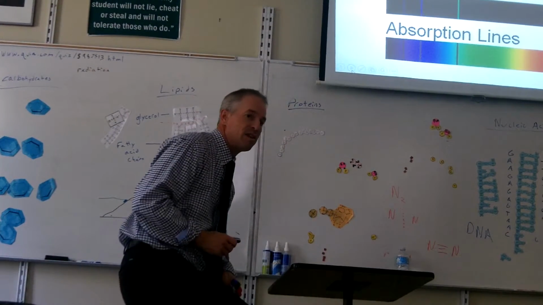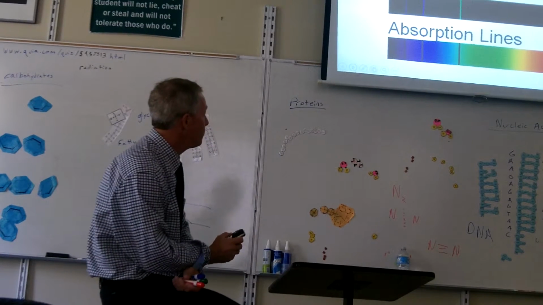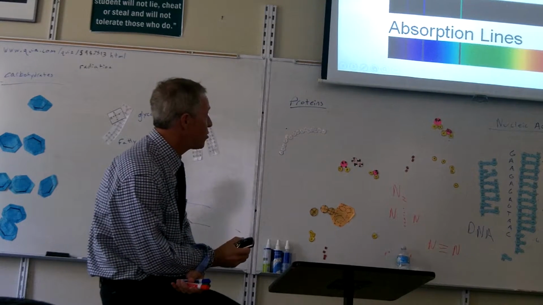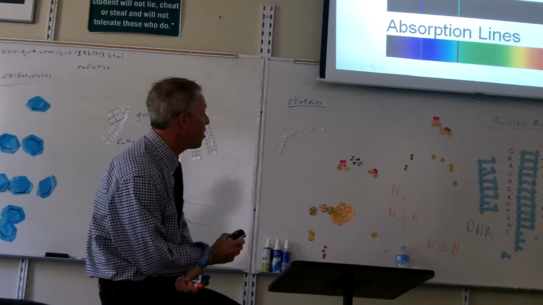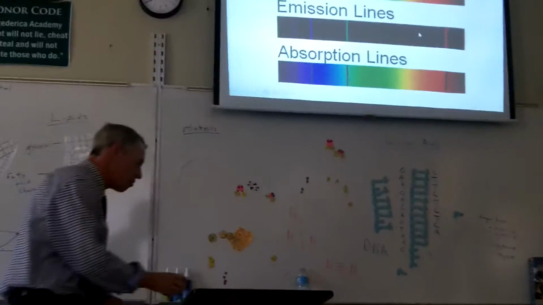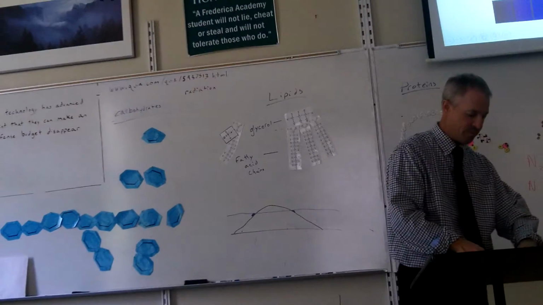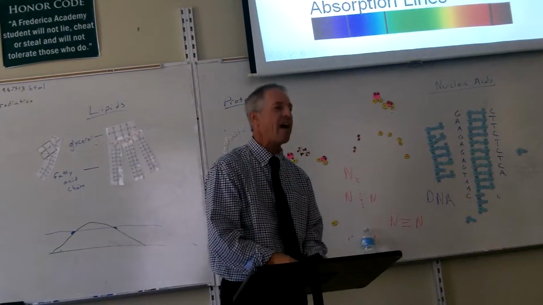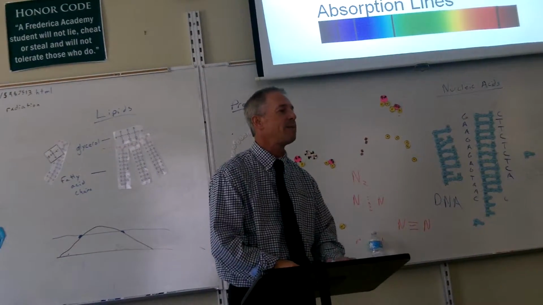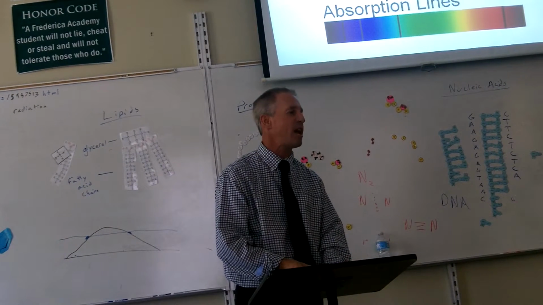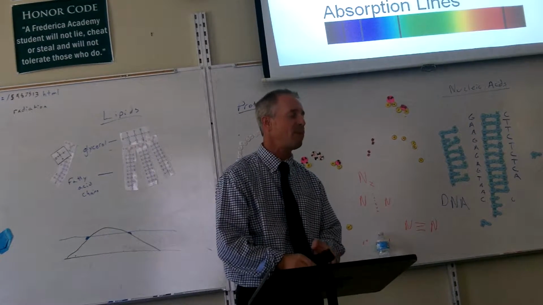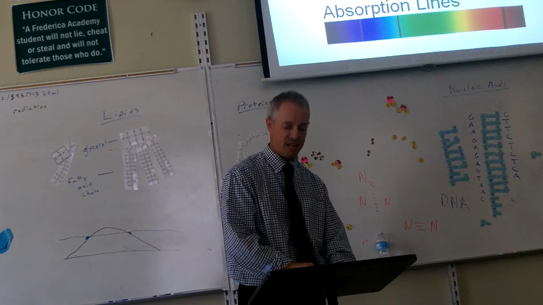So, there's different types of spectra you have to know. A continuous spectrum, 10 points if you and your partner can tell me what releases a continuous spectrum. I'll do it fill in the blank. A blank hot object releases a continuous spectrum.